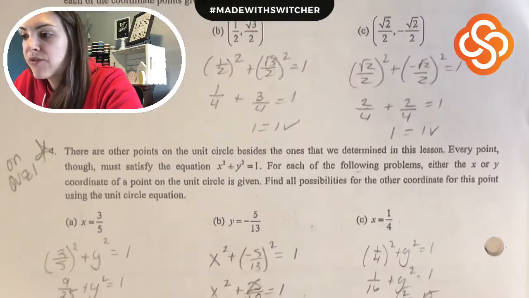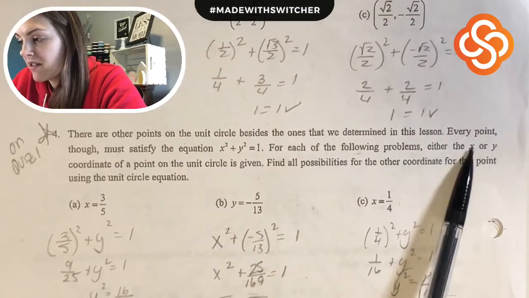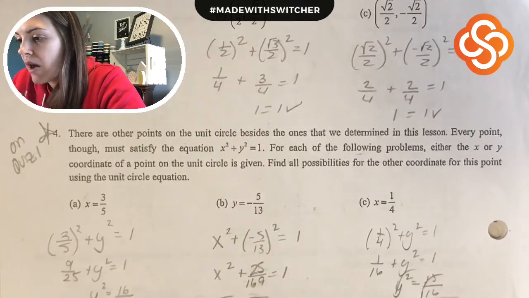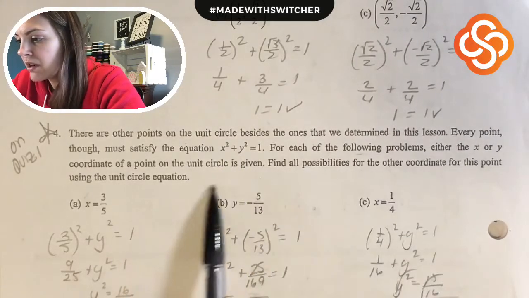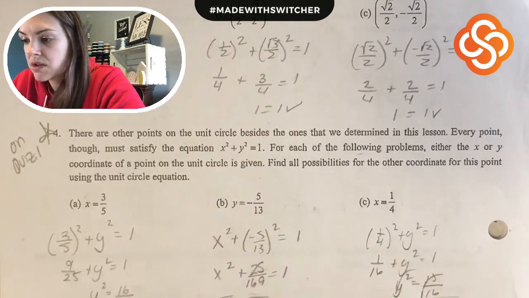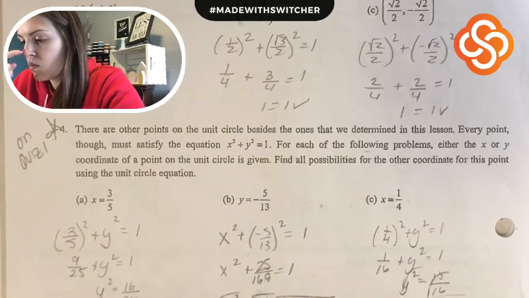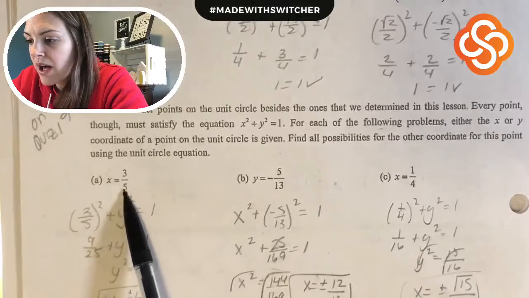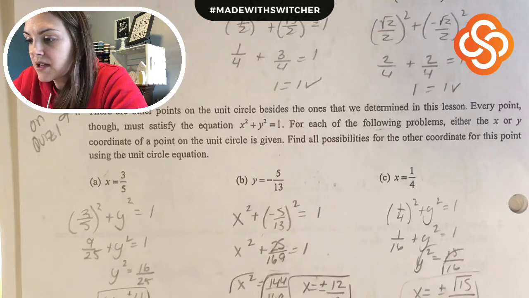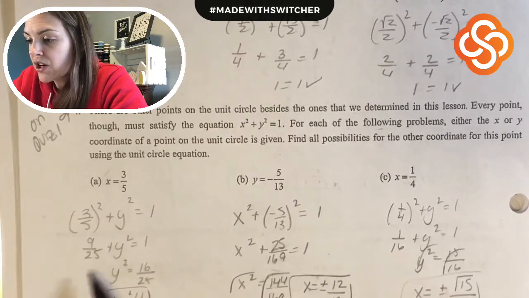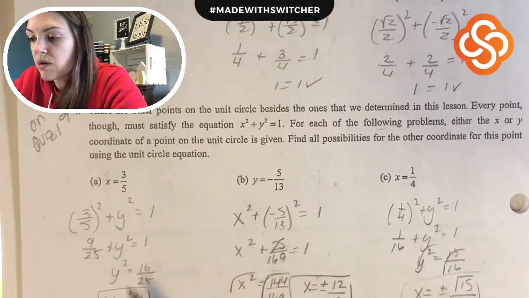Number 4: there are other points on the unit circle besides the ones that we've determined in the lesson that are printed on that unit circle. Every point must satisfy this equation or else it's not on the unit circle. So what we want to do is find all the possibilities for other coordinates with this x or this y value, and what coordinate corresponds with that. You're going to substitute it in and solve it. You're going to square it, and then subtract it over. In your calculator, you do 1 minus 9 over 25, math enter, and then you're going to square root both sides.